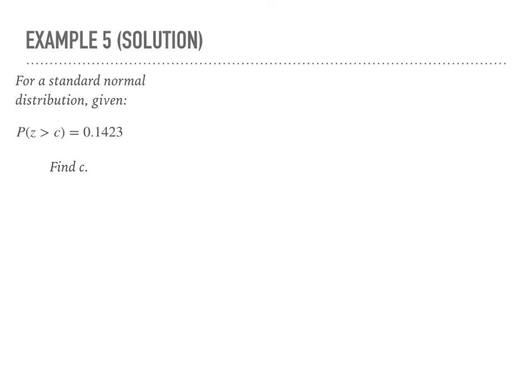In example 5, again, you're assuming a standard normal distribution. This time you're told the probability z is greater than c is equal to 0.1423, and you're supposed to find c.